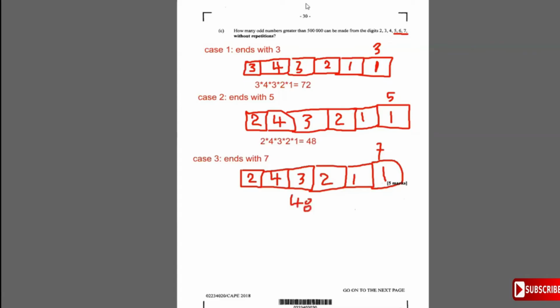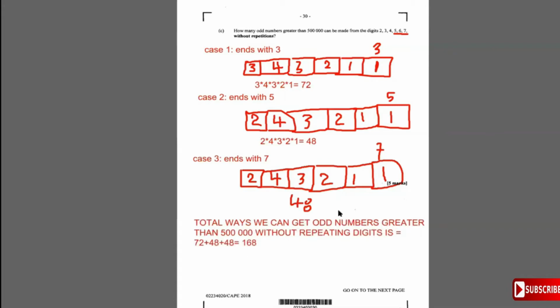So add them up and get the total possibilities. So the total ways we can get odd numbers greater than 500,000 without repeating digits is equal to 72 plus 48 plus 48. Add those up, we get 168. That's the total possibility. Nice and easy.